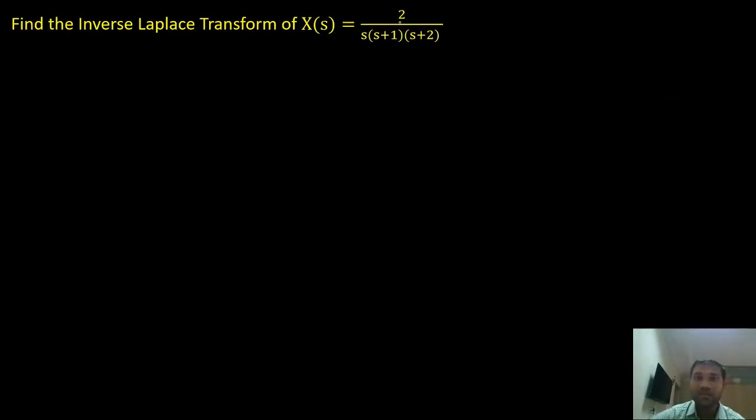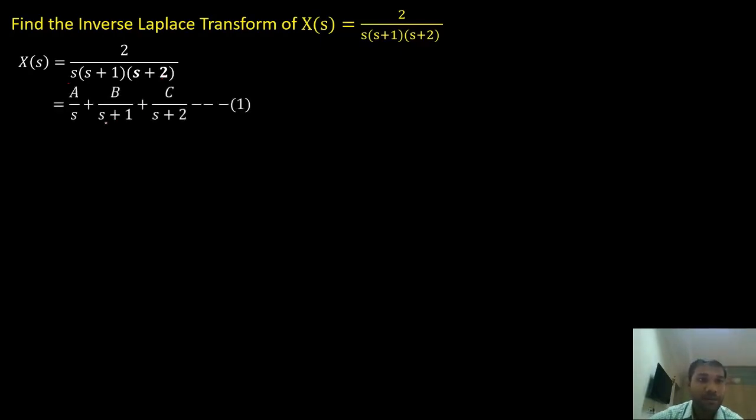X of s equals 2 divided by s into s plus 1 into s plus 2. Now I will apply partial fractions. So I have three different roots: s equals 0, s equals minus 1, and s equals minus 2. So this one I will write as a by s plus b by s plus 1 plus c by s plus 2. Right? Three different roots: s, s plus 1, s plus 2. So for each of them I have separated. Now I'll calculate a, b, and c.